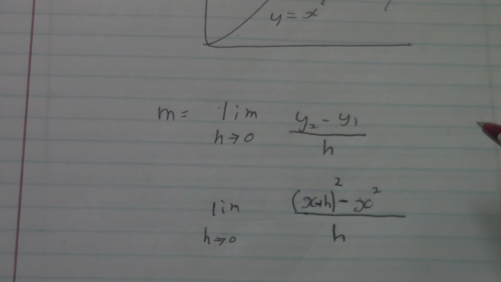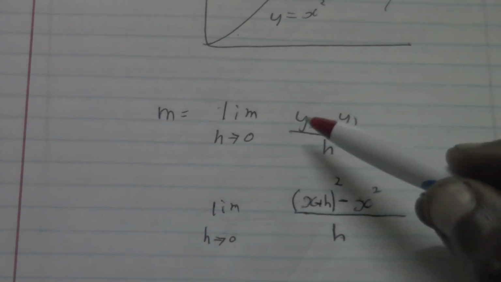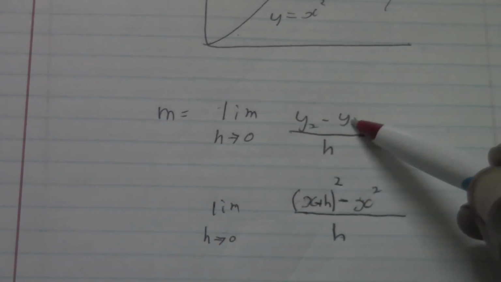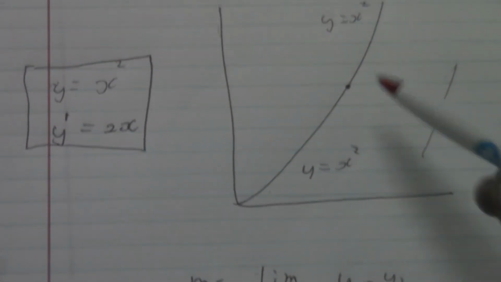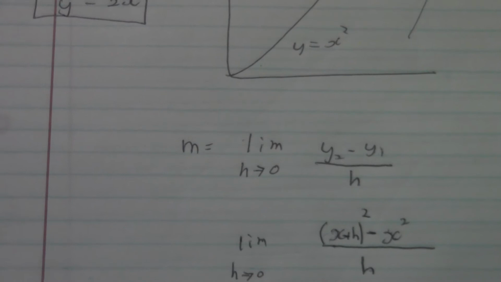Right? So you still have y2 minus y1. Remember our first y is just x squared because this is the graph, y equals x squared. And the second y2 is also x squared, but the x is a little bit bigger by the increase you gave it. Choose the x, increase it, plus a little bigger x, and you get it.